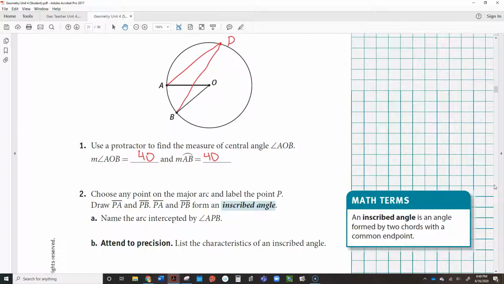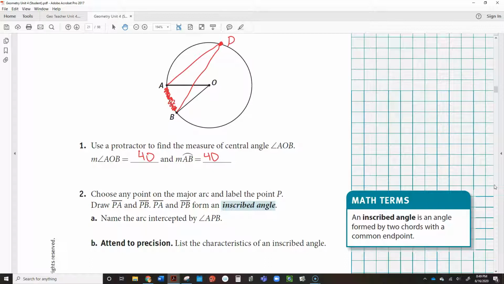But it says, name the intercepted arc. Okay, so here's the point P. It goes down to A, and it goes down to B, and the piece of the circle that is between the two chords that make up angle APB is the exact same piece of the circle that is between the two radii that make up central angle AOB. They have the same arc.